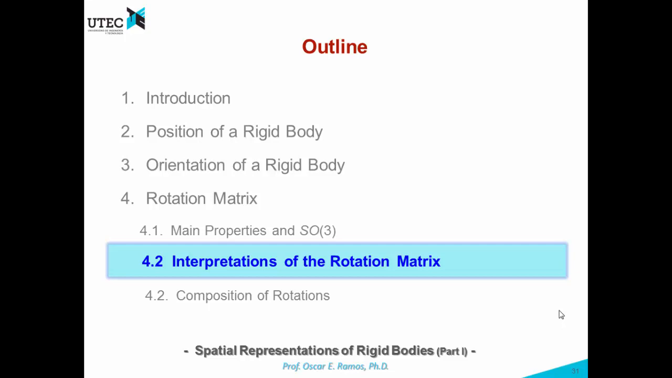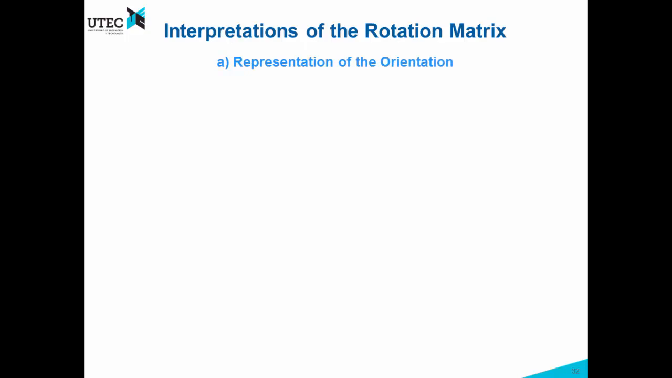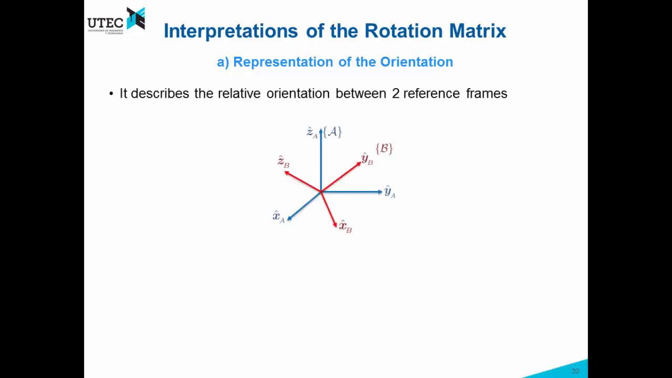Interpretations of the rotation matrix. There are basically three different interpretations. The first one says that a rotation matrix is a representation of the orientation, and it is what we have been seeing before. So it represents the relative orientation between two reference frames, for example, between A and B. This is the matrix that we have seen before.